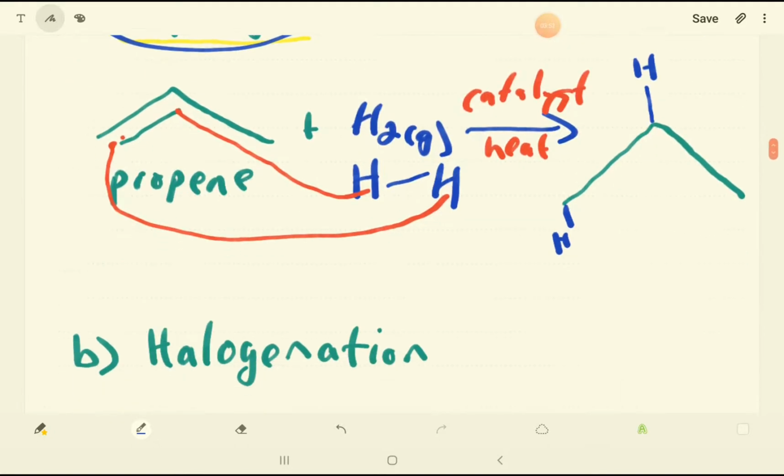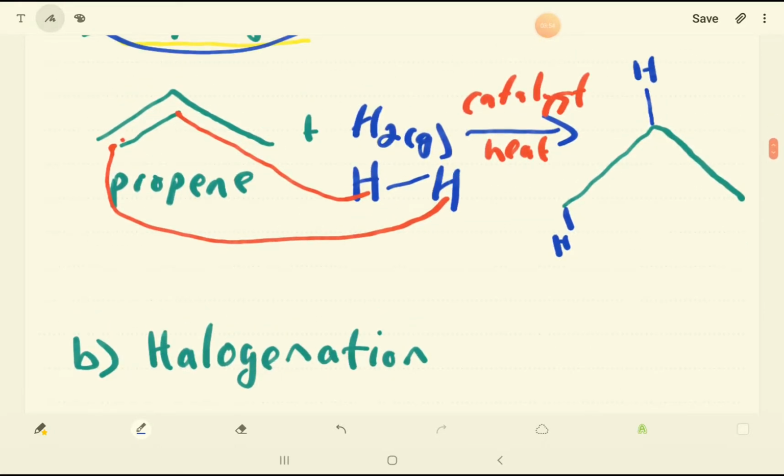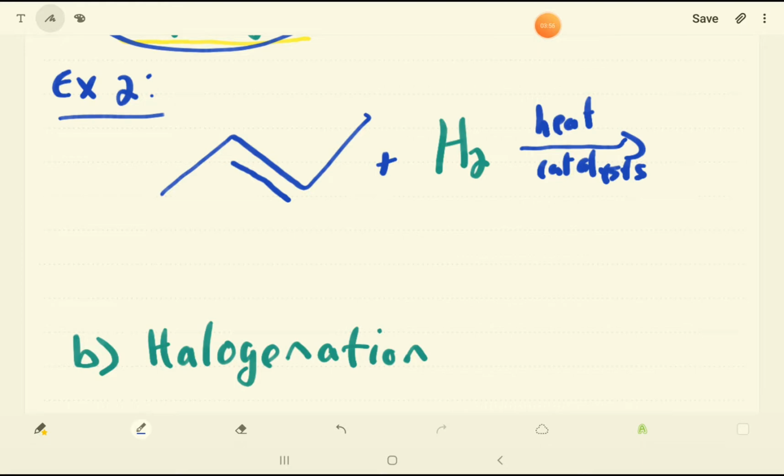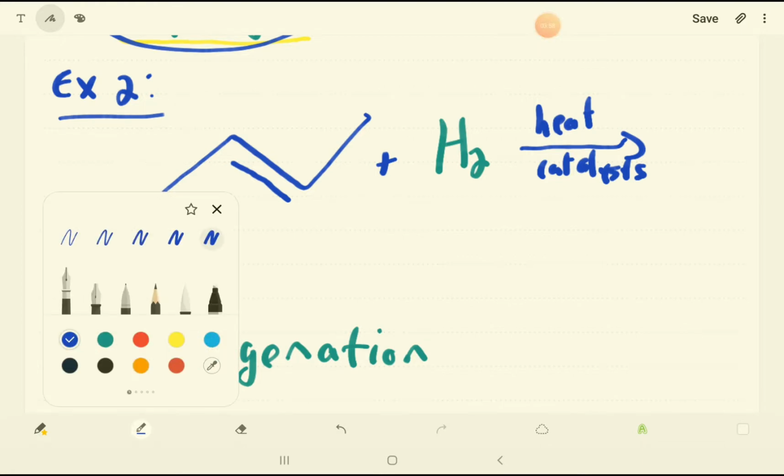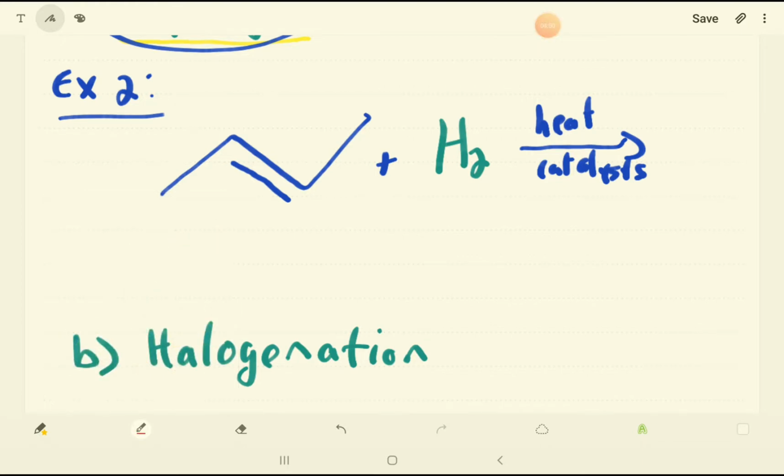Let's do another example. So in this example, we have again an alkene, right? It's an unsaturated compound. And we're going to start naming. We can go either from the left to the right, but this is 1, 2, 3, 4. And because the double bond can be on 2 different carbons here, we have to specify where that is. So we're going to write but-2-ene and then plus hydrogen.